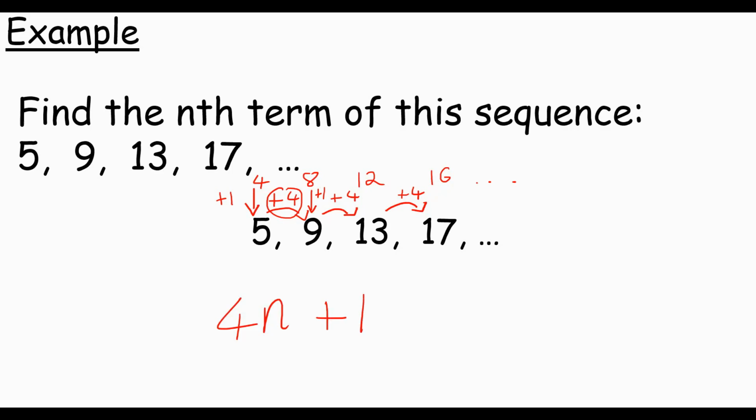It's all well and good to find the nth term, but we need to also be able to use it. For example, if I wanted to use the nth term to find out what, say, the 4th term of the sequence is, we know the 4th term is 17, but if we didn't know that, we could use the nth term by substituting in n equals 4, because we want the 4th term. When we substitute n equals 4, we have 4 times 4 plus 1, which is 16 plus 1, which is 17, which is exactly what we expect.